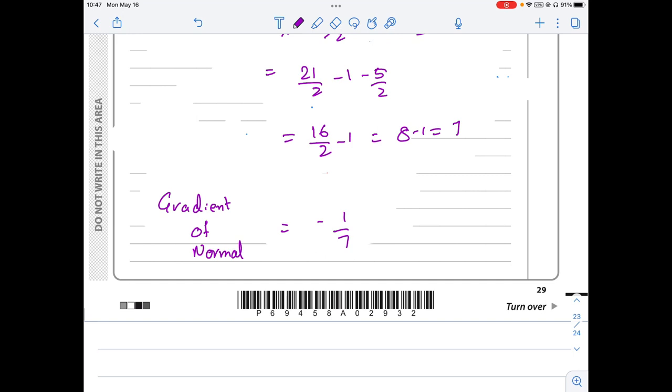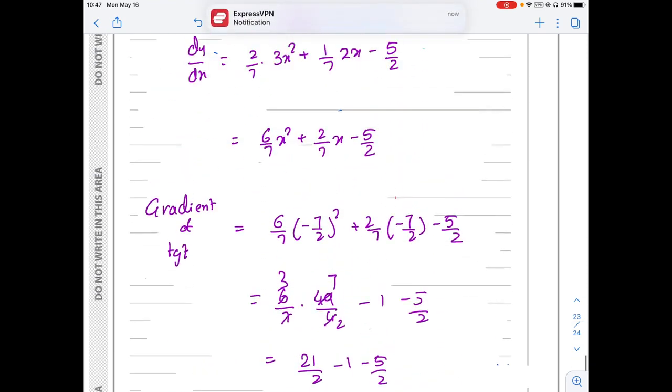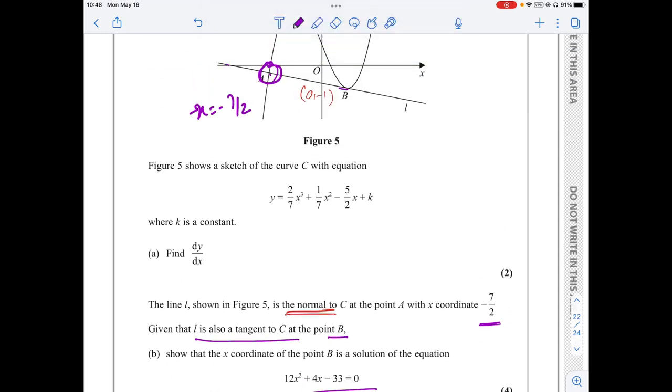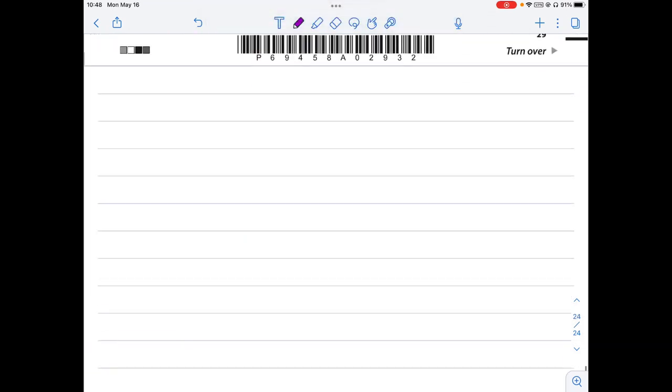So the gradient of the normal is going to be nothing but minus 1 upon 7. Now I want to know the gradient of the normal at which point. What are the points on the gradient of the normal? So now this normal becomes the tangent. We know that this normal becomes the tangent at this point. So the slope of the tangent at this point should be equal to the slope of this line. So the slope of the tangent is going to be nothing but how much? 6x square upon 7 plus 2 upon 7x minus 5 upon 2 is equal to minus 1 upon 7.